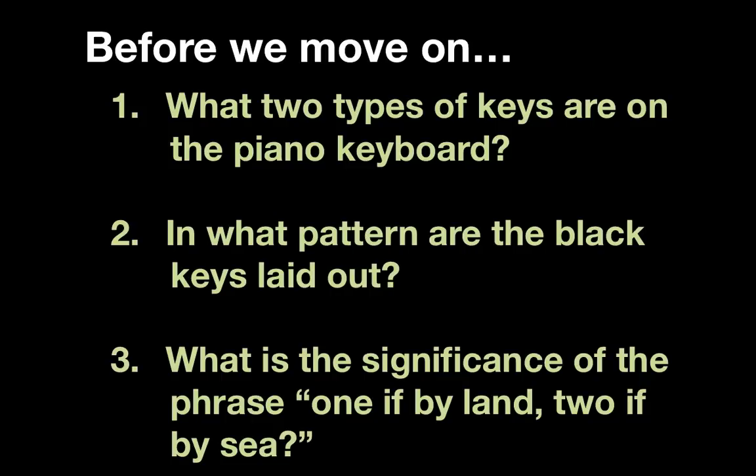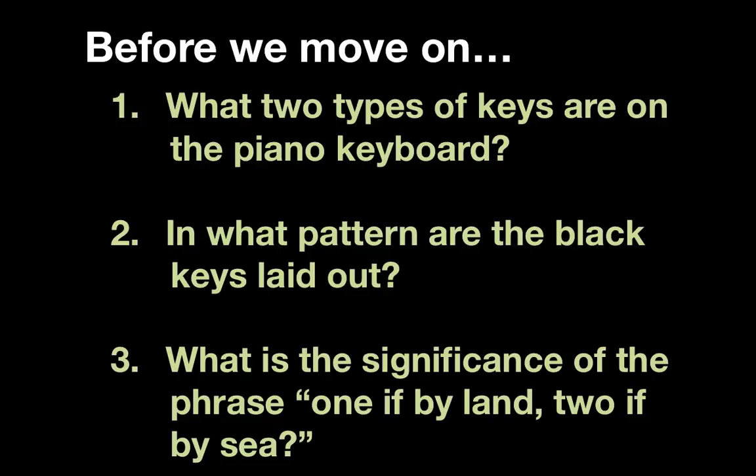Before we move on, let's make sure we understand the main points about the notes on the keyboard. Number one, what two types of keys are on the piano keyboard? The answer there is black keys and white keys. Number two, in what pattern are the black keys laid out? The correct answer is you have groups of two and groups of three, and they alternate back and forth. A group of two, a group of three, a group of two, a group of three, and so on.